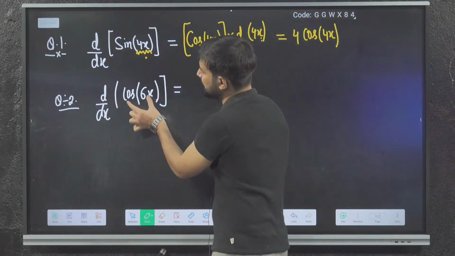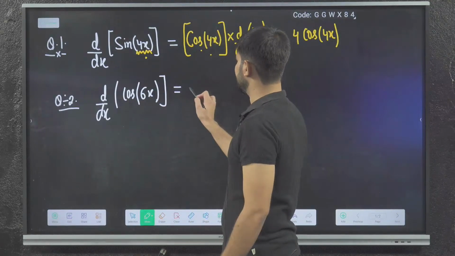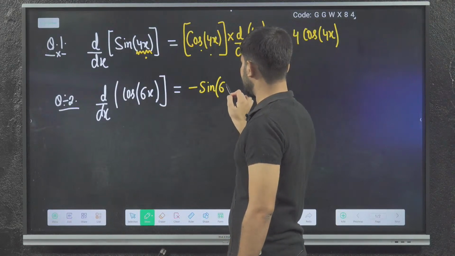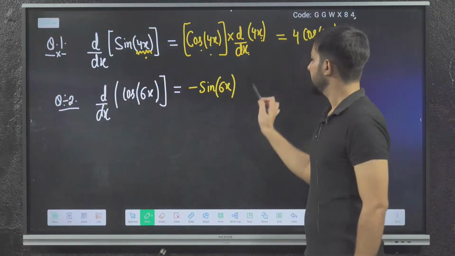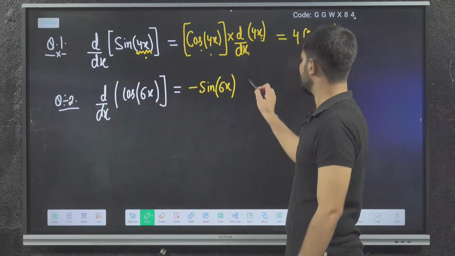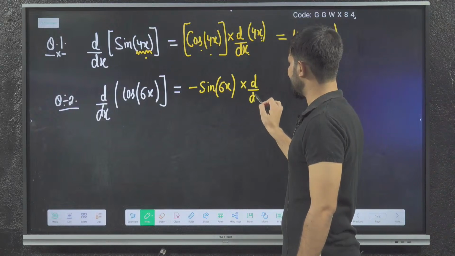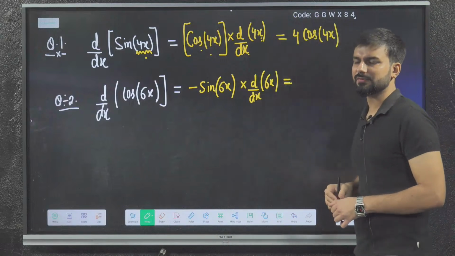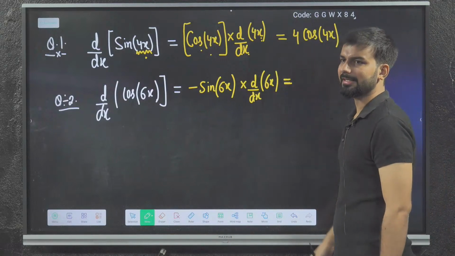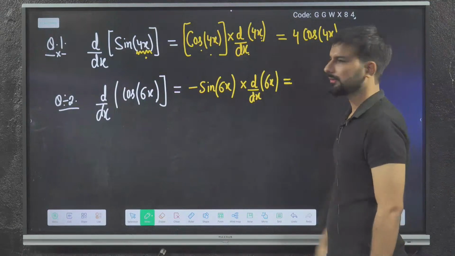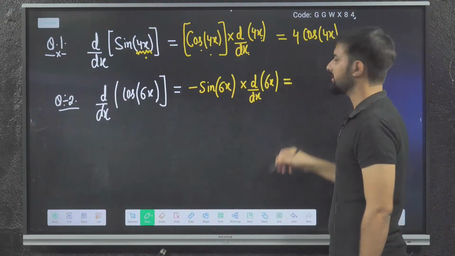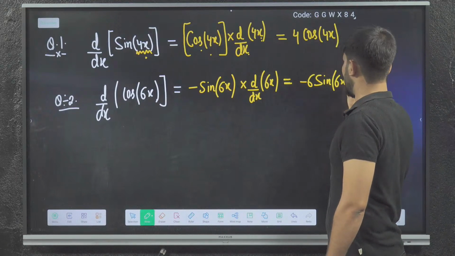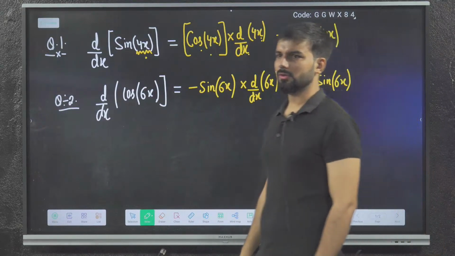So what will happen, beta? First step, cos differentiation is minus sine. What was the angle? 6x. This portion done. First step done. Still the angle is 6x, so I have to redifferentiate the angle. What is my angle? 6x. What is the answer I will get? 6 will come out and x differentiation will be 1. I will get minus 6 sin 6x. Very good.